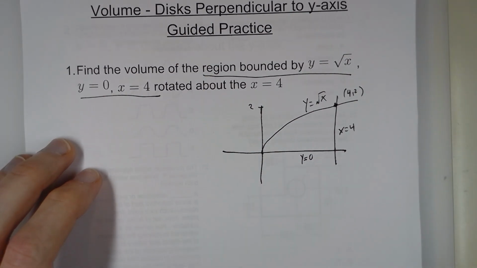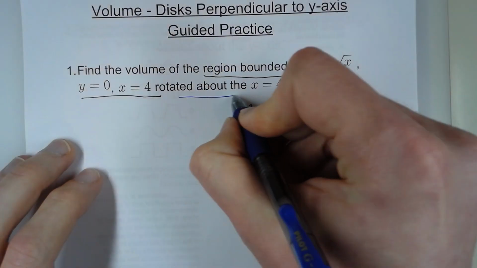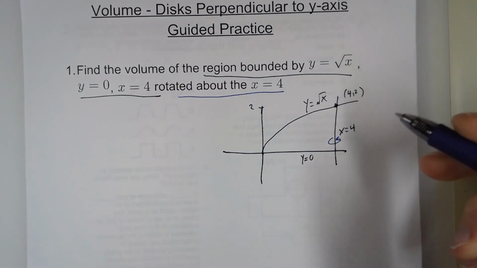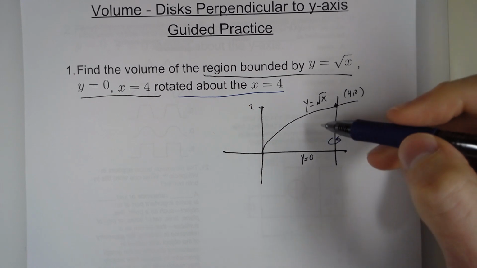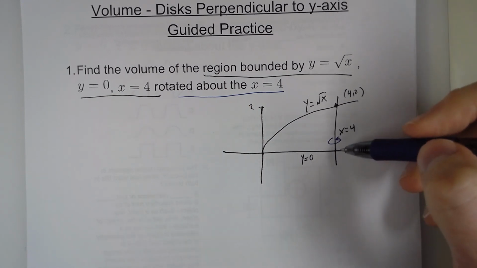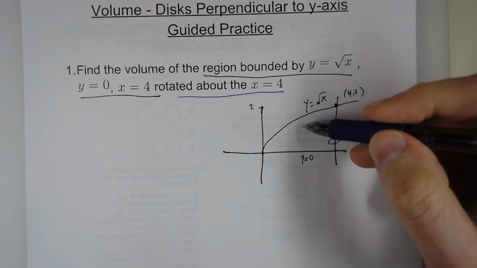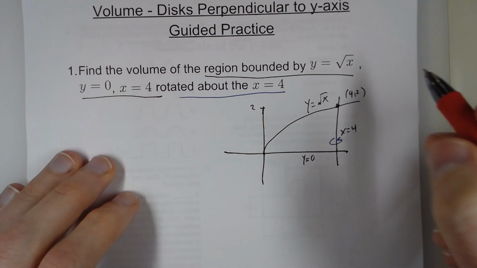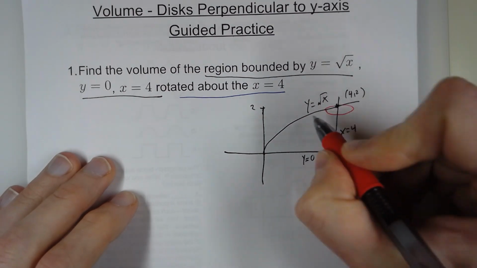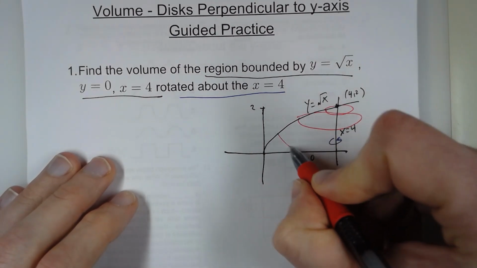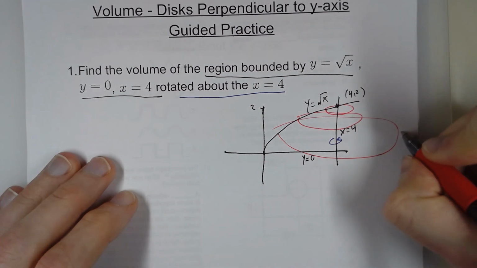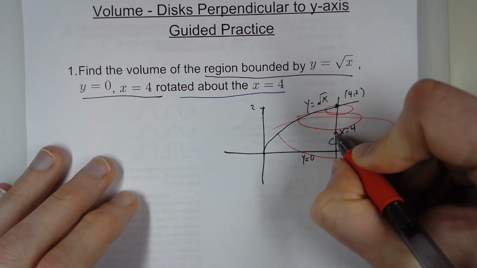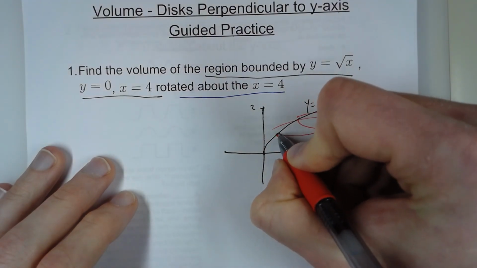Now the next thing is that we're rotating it about x equals 4. So this region borders up to what we're rotating by. And so anytime that happens, when there's no gap between the region and what it's being rotated by, your cross sections are going to be disks like this. Now their thickness is going to be dy. And their radius is going to be from here out to here.